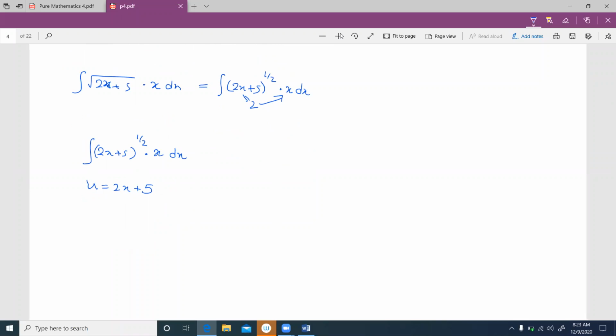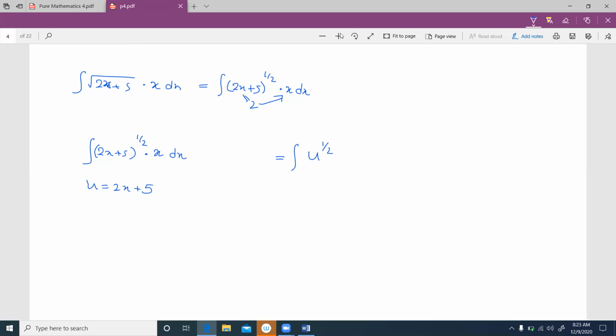So in that case, for this integration, I have assigned u as 2x plus 5. So the first part of the function turns into u to the power half. Now this part is completed; you replace it with u to the power half. Now there are another two parts we have to complete.